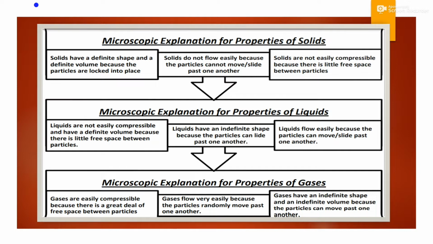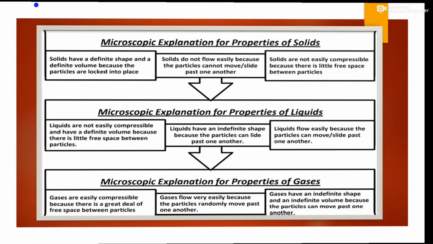Then microscopic explanation for properties of gases. Gases are easily compressible because there is a great deal of free space between particles. Gases flow very easily because the particles randomly move past one another. Gases have an indefinite shape and an indefinite volume because the particles can move past one another.